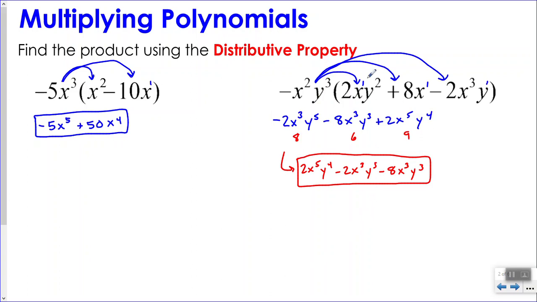When we multiply this one, our first term gives us negative 2x cubed y to the 5th. When we multiply the second, we get negative 8x cubed y cubed. And lastly, we get positive 2x to the 5th y to the 4th. Then we have to check the degrees of each monomial to make sure we're in standard form. Our first term has degree 8, second we have degree 6, and then we have degree 9. We need to rearrange these to make sure that we're in descending order. So we start with the 9th degree, then the 8th, and then the 6th.